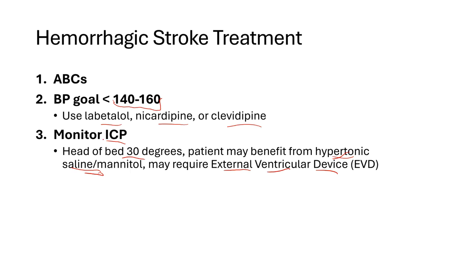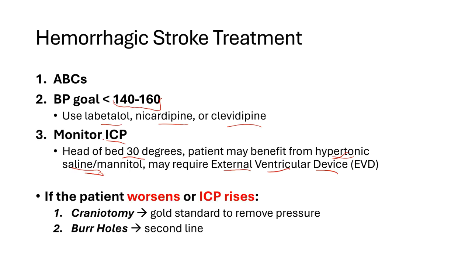But where the question will most likely go is, what do we do in acute settings? Or what do we do surgically? If the patient worsens or ICP rises, or even if neurosurgical wants to do some sort of intervention, what are the stepwise options? Well, the gold standard is always going to be a craniotomy. This is the gold standard to remove pressure.